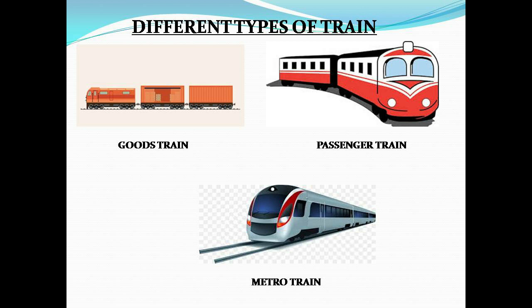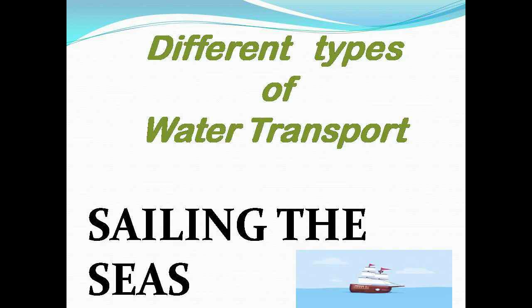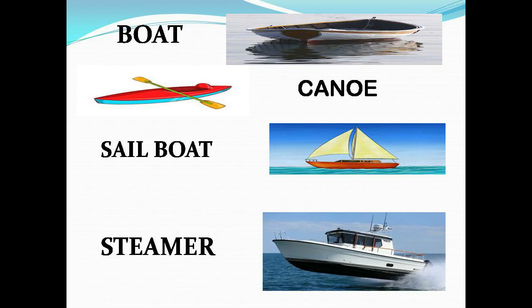Now children, let's sail in the seas. Let's study the different types of water transport. Children, we generally see boat, canoe, sailboat, steamers sailing on water. Canoe is a long, narrow boat. Steamer uses steam engine to sail on water. And sailboats are driven by winds. Smaller boats sail on lakes and rivers. Some boats are rowed by hand also.